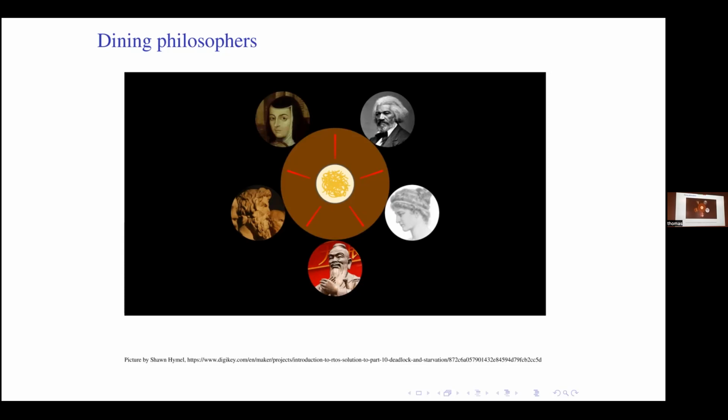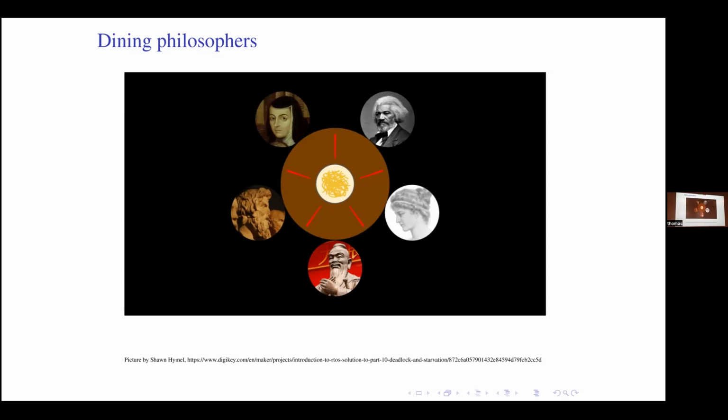And then in order to have dinner, all philosophers proceed the same way. First they think, then they wait for the left chopstick. It could be taken by the neighbor, so they have to wait, and when it's free, they pick it up. And then they do the same with the right chopstick. Then they eat, and then they release the left, and then the right chopstick, and then they repeat this procedure as many times as you want.